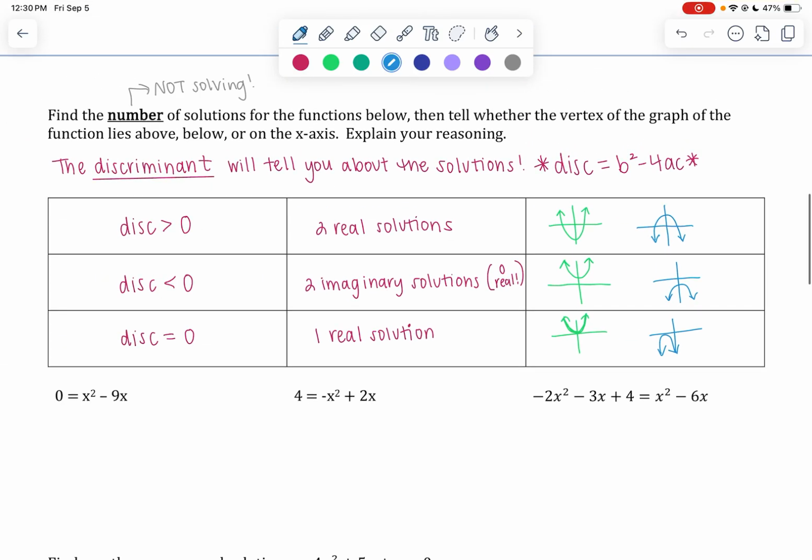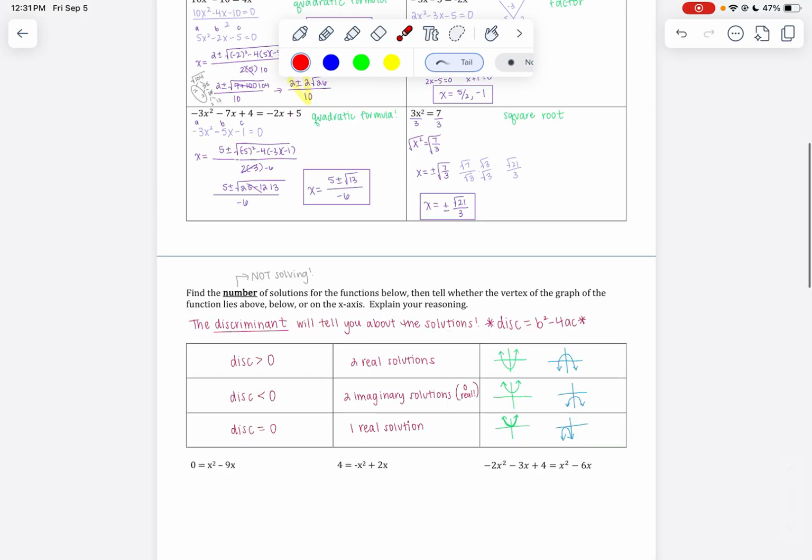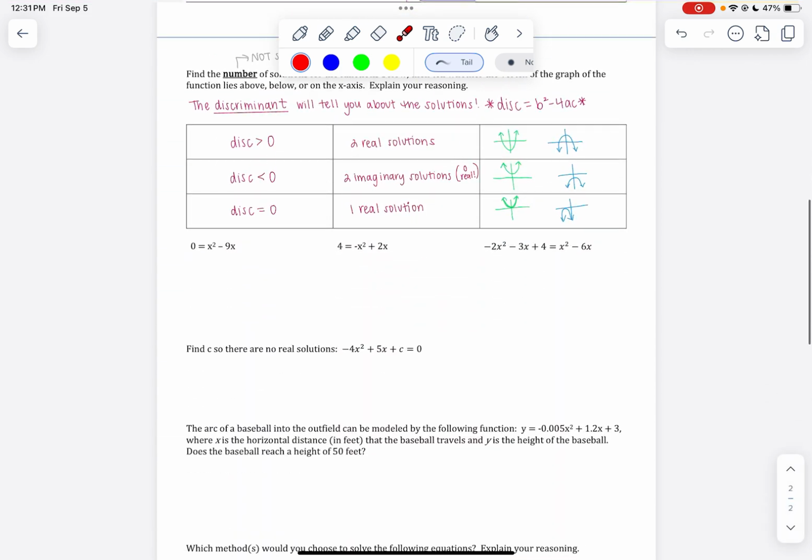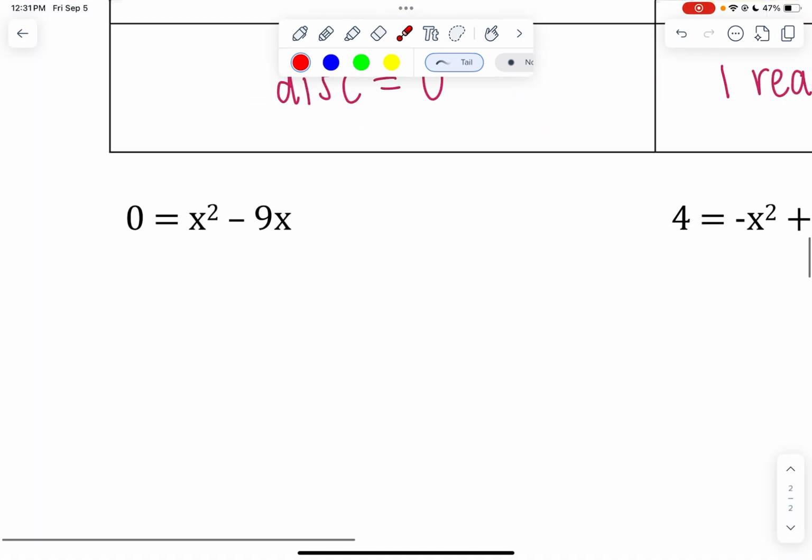Now, you don't have to solve to find out how many solutions you have, which is what this said. Find the number of solutions. You just need to see, is your discriminant greater than 0, less than 0, or equal to 0, okay? Now, it still is a piece of the quadratic formula, but I don't have to solve the whole thing, okay? So over here, it already equals 0.